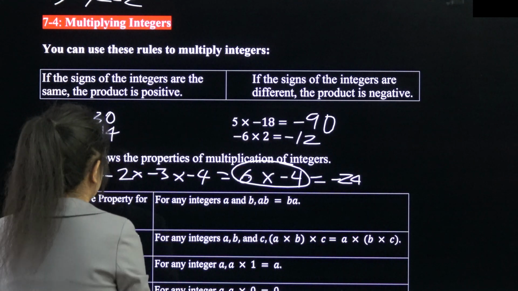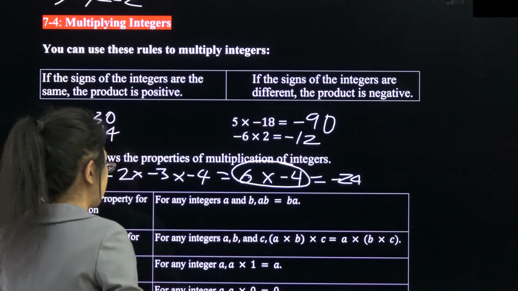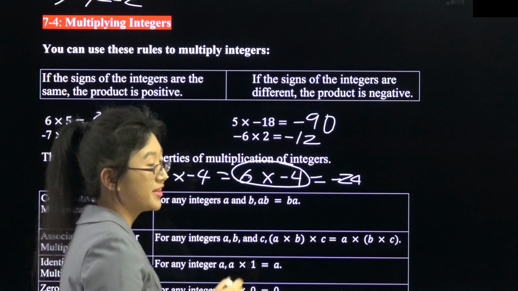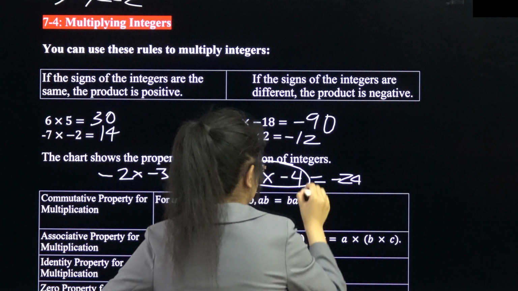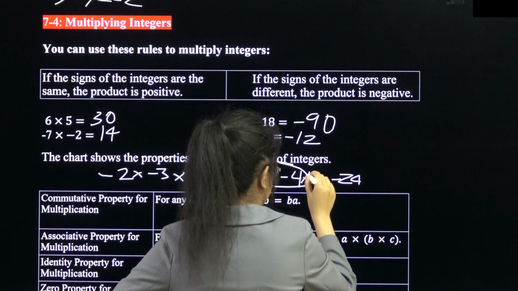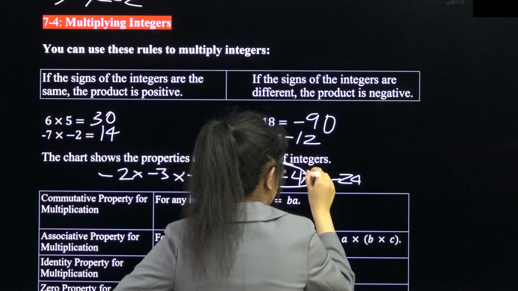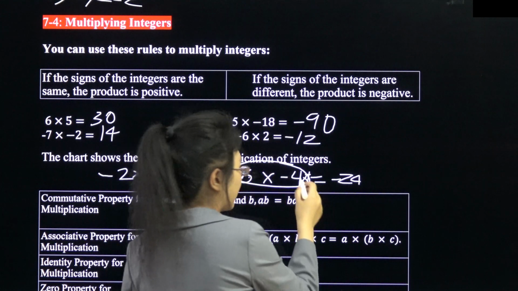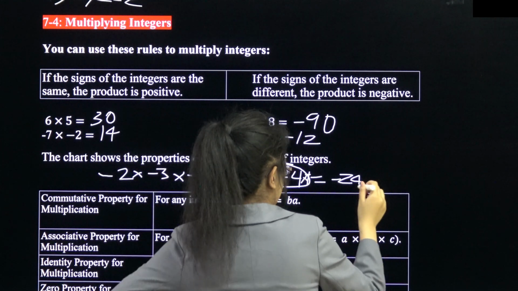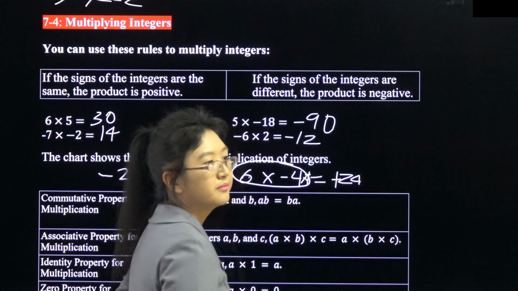But if it was negative 2 times negative 3 times negative 4 times negative 1, then it would be, well, pretend that's a negative sign, guys. That's negative 1, guys. Then it would be positive. Yeah.